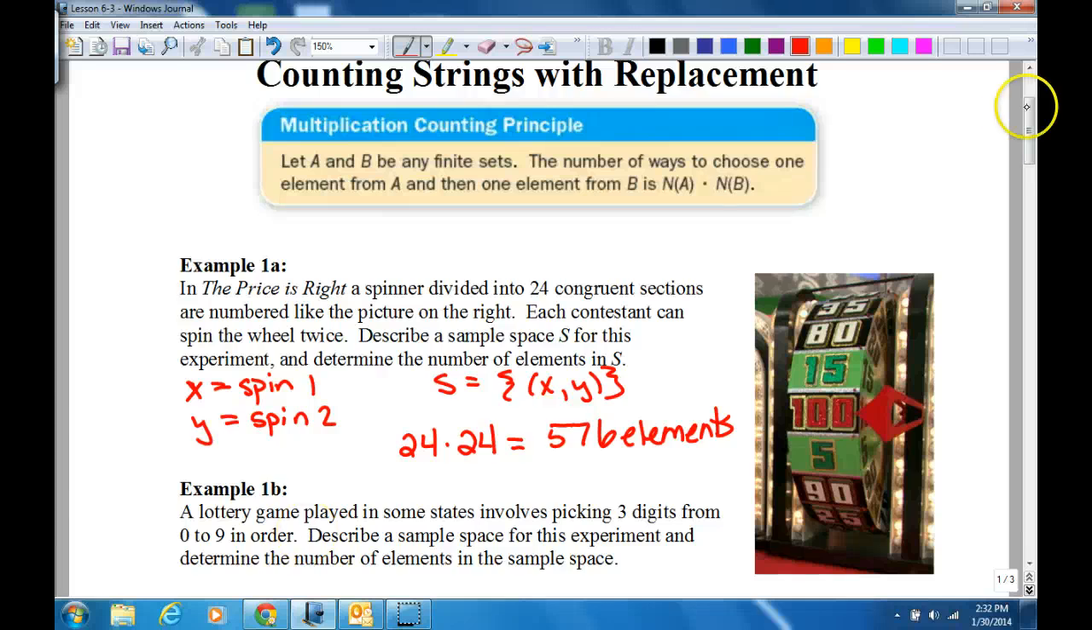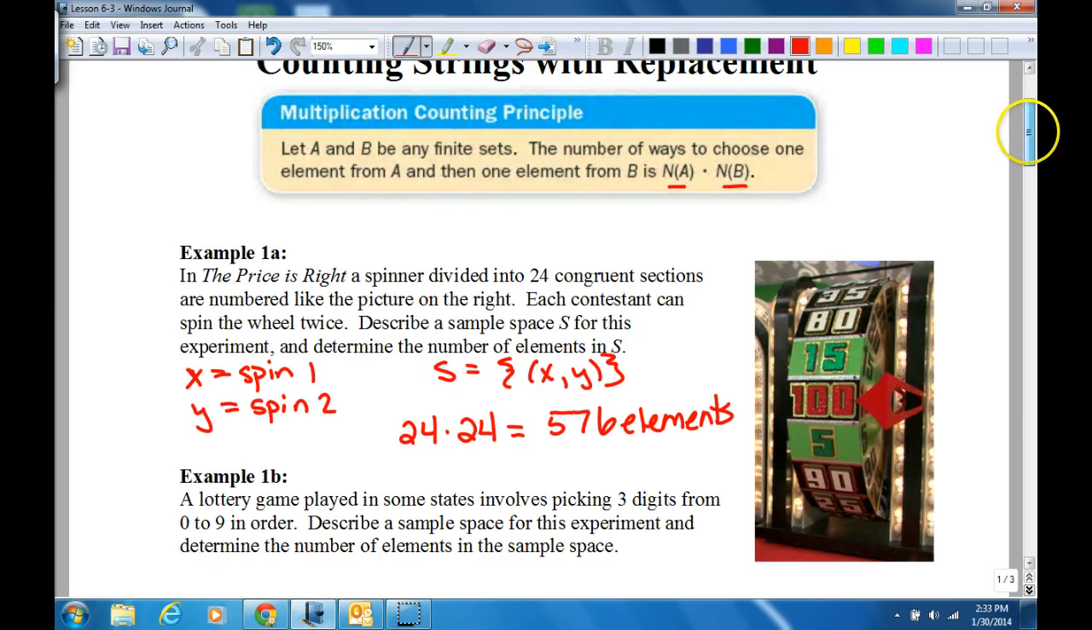All right, so that is basically how they got this idea. The number of elements in A times the number of elements in B would be, if you were to find a sample set of both of them together, you'd multiply them together. Okay? So let's go on to example 1B.